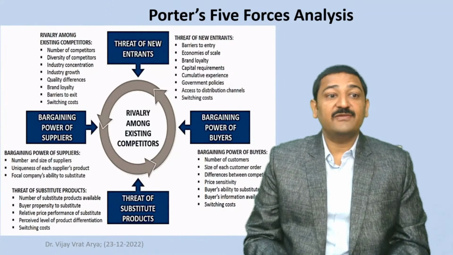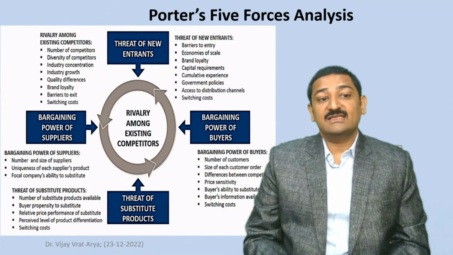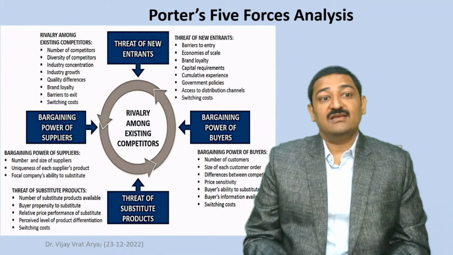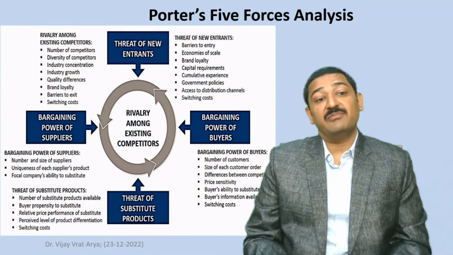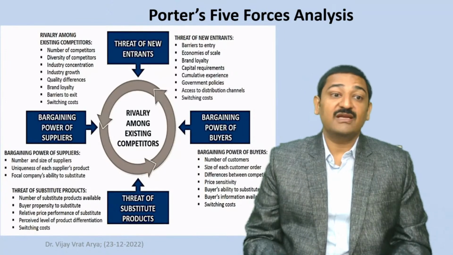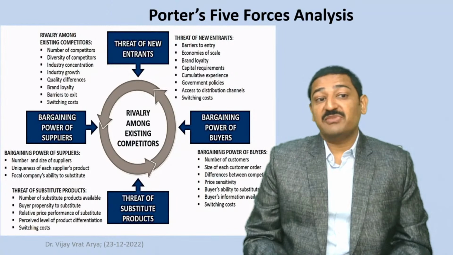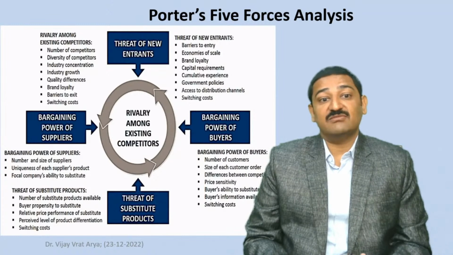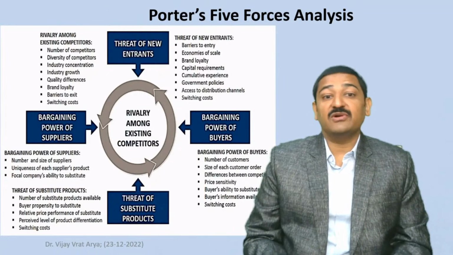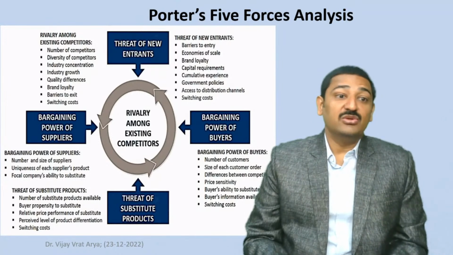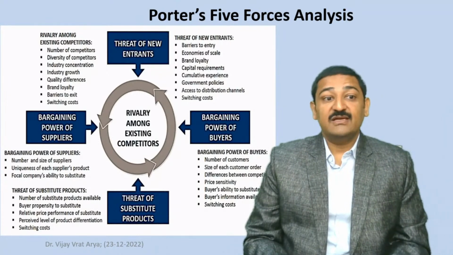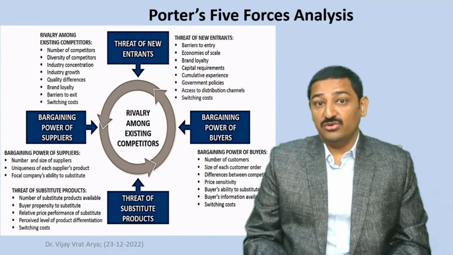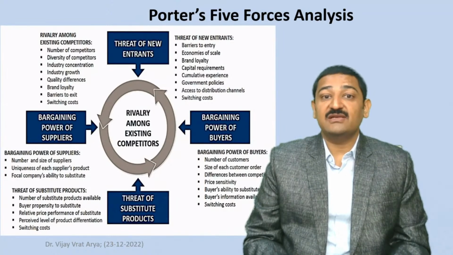So first, we can refer to the rivalry among existing competitors, which addresses a number of things like the number of competitors to your organization, the diversity of those competitors, whether they are in a specific product line segment or whether almost the majority of product line segments are being covered by those rivals. Apart from that, the position of the industry, then industry growth or the rate of industry growth in the respective segment needs to be understood.